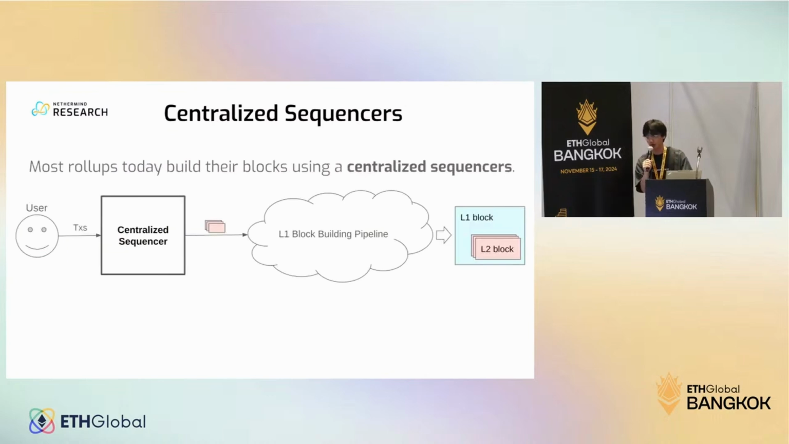Okay, let's see how most rollups work today. Most rollups use a centralized sequencer. Basically, the user will send their transactions to a centralized sequencer like this. And then the centralized sequencer will sequence the L2 transactions and eventually build a bunch of L2 blocks and then submit the L2 blocks to the L1 block building pipeline. And eventually these L2 blocks will be included in the L1 block like this.